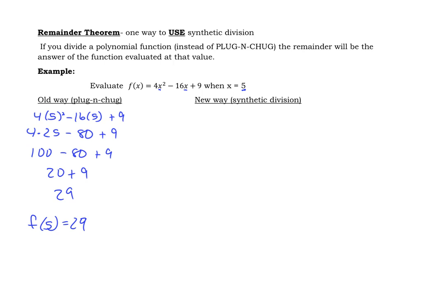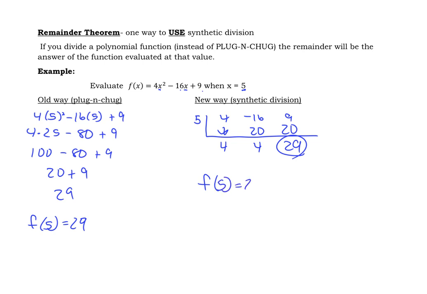The synthetic division way would be I would divide by it. Well, that is a root. That is 5. So I've got a degree of 2, 1, 0. So 4, -16, 9. 5 times 4 is 20. Add them together. 5 times 4 is 20. And so the function at 5 is 29. So this is how synthetic division is used, and this is how the remainder theorem works, the remainder is the solution to that evaluation.